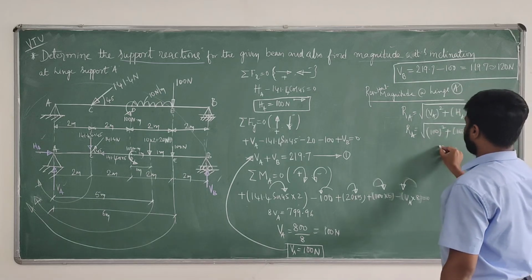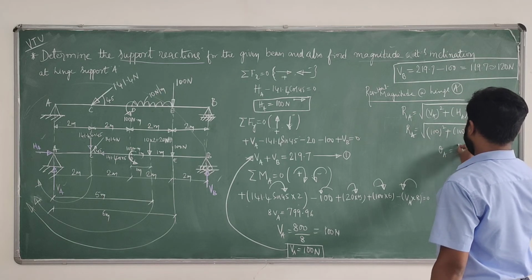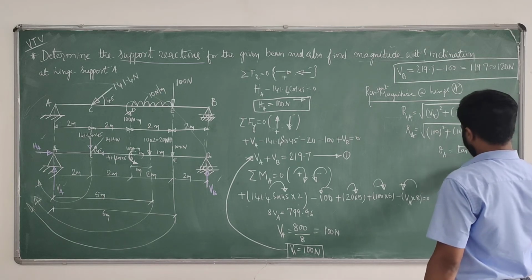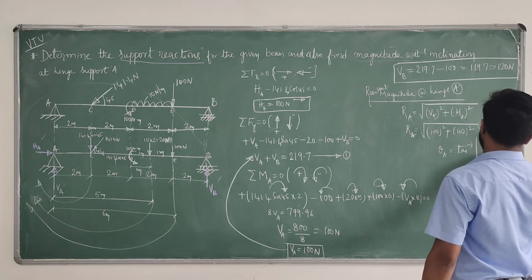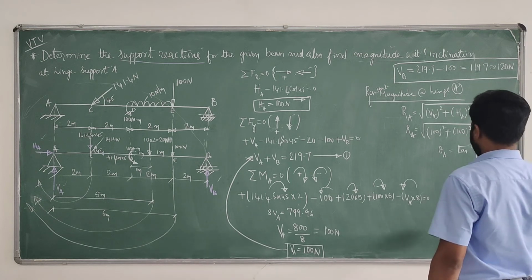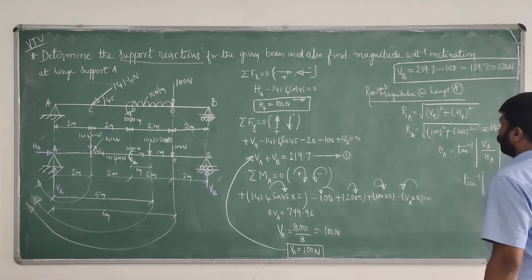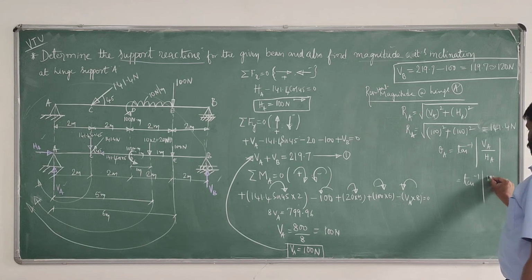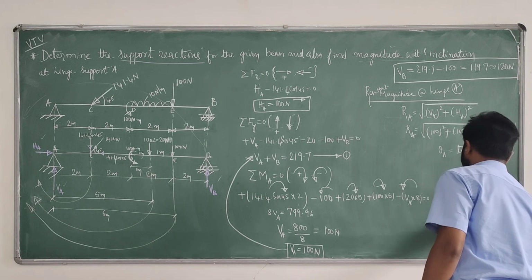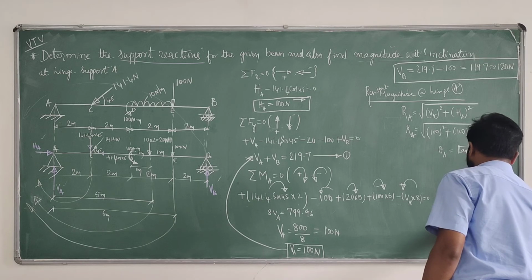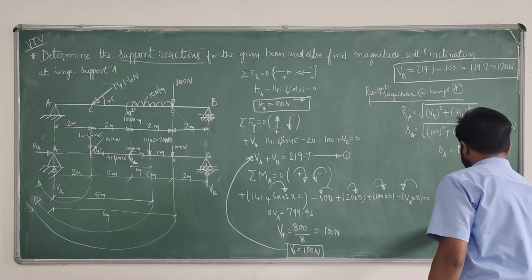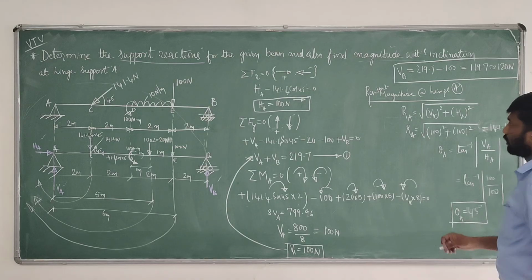If you want the angle, theta A equals tan inverse of VA by HA, which is tan inverse of 100 by 100. That is 45 degrees. Theta A equals 45 degrees.